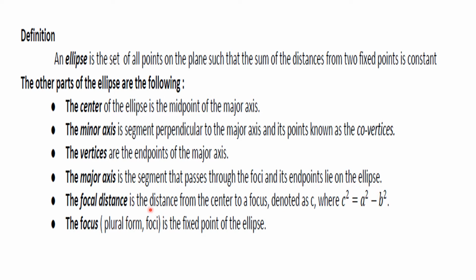The focal distance is the distance from the center to a focus, denoted as c, where c squared equals a squared minus b squared. So the focus, that is the point, plural form is foci, is the fixed point of the ellipse.